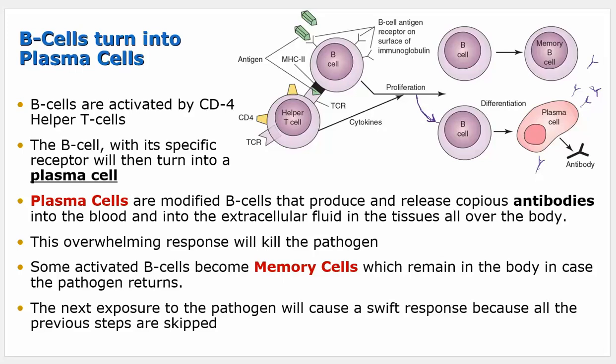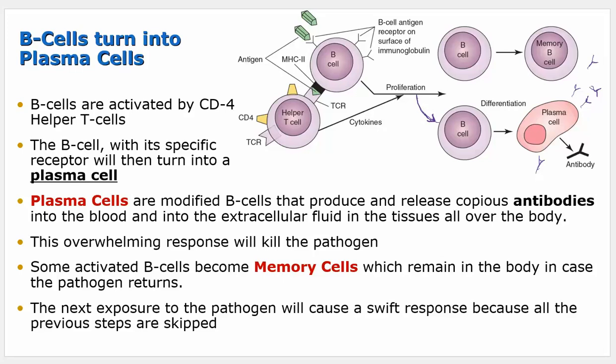So plasma cells are modified B cells that produce and release copious antibodies into the blood and into the extracellular fluid in the tissues all over the body. And that overwhelming response will kill the pathogen. There's really no place it can hide except inside the cell, and then you've got other T cells that are going to get those. So any free-floating pathogen is probably not going to be around much longer.